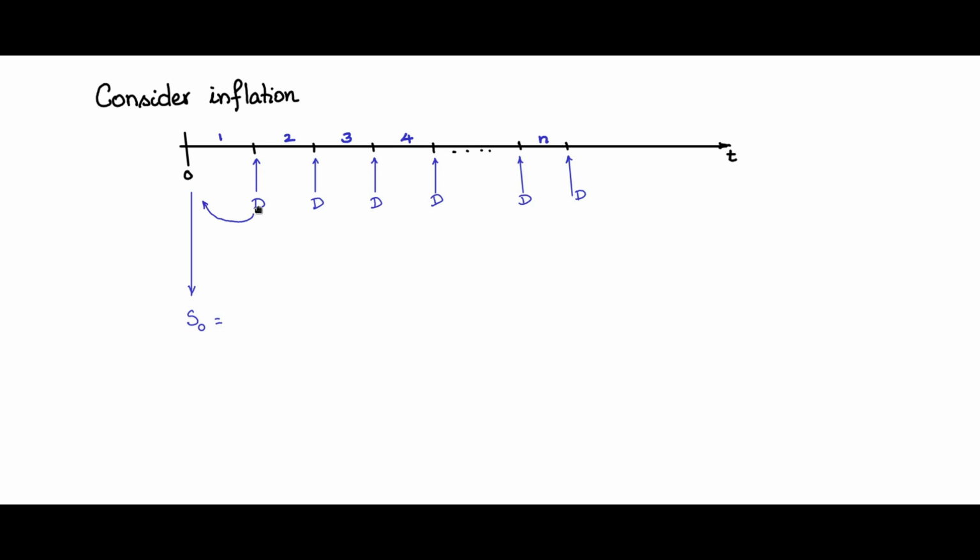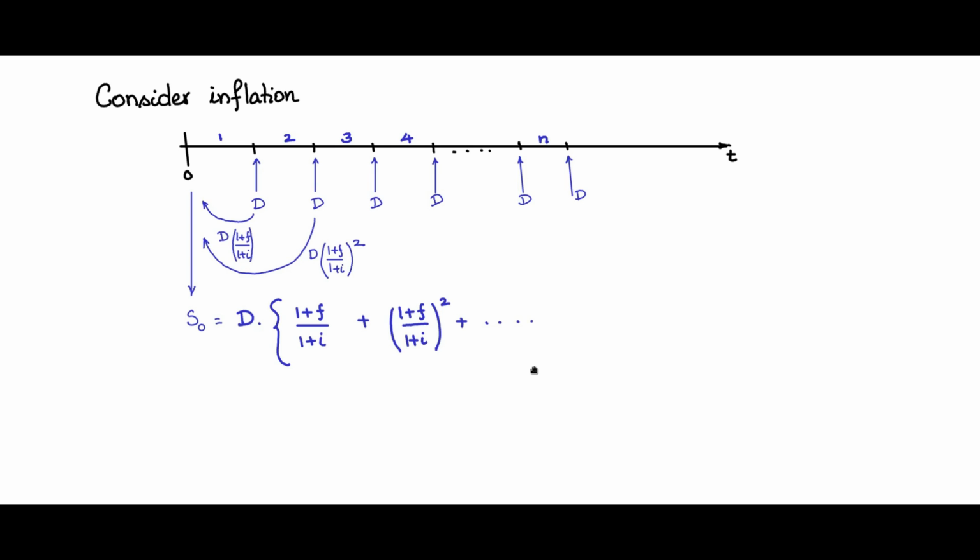So this can be reflected to the present time, and the present worth is D times 1 plus F by 1 plus I. The present worth for the second year end, the D value would be D times 1 plus F by 1 plus I whole square, and so on. So it would be equal to D into 1 plus F by 1 plus I, plus 1 plus F by 1 plus I whole square, and so on, up to 1 plus F by 1 plus I whole to the power of n.